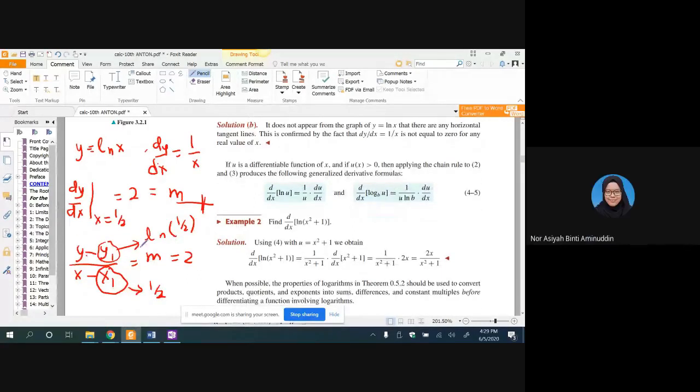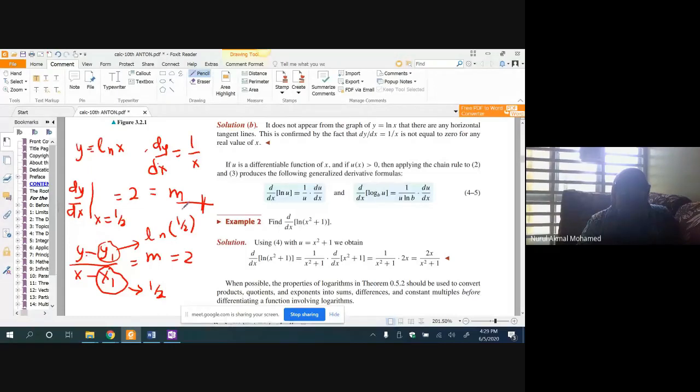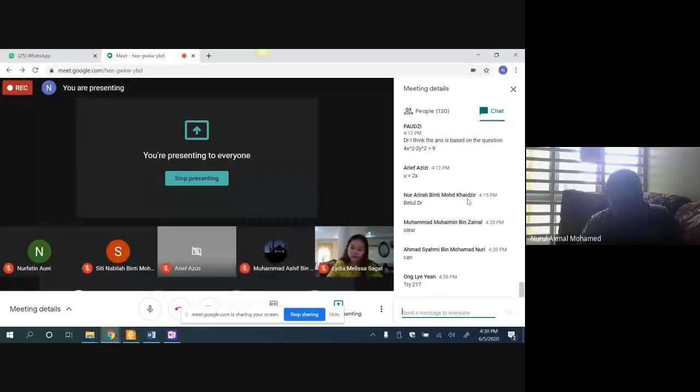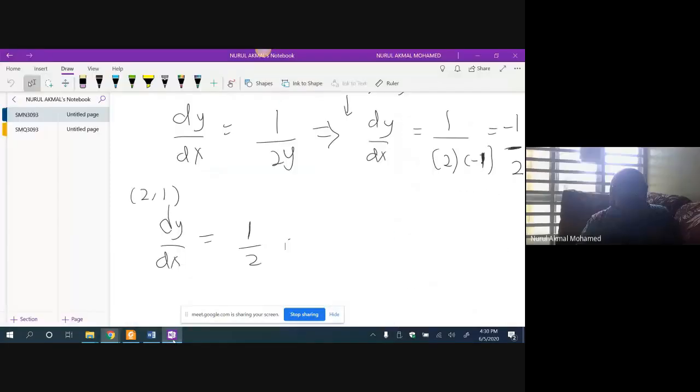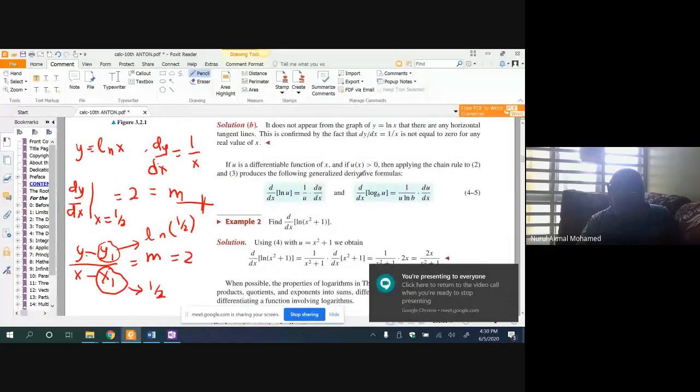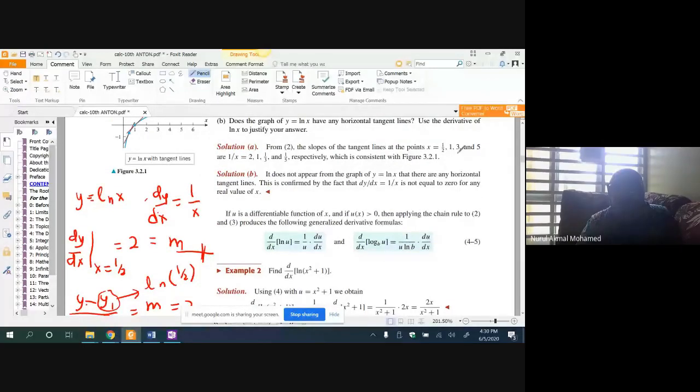If the question asks you for the equation of the tangent line, then you have to use this formula, and you have to make y the subject. Okay? Is it okay? Any question? Okay, next. You can try for x equal to 1, for x equal to 3, and for x equal to 5.